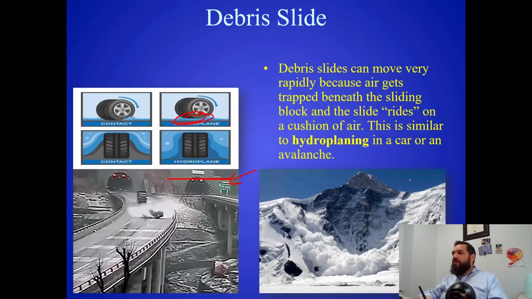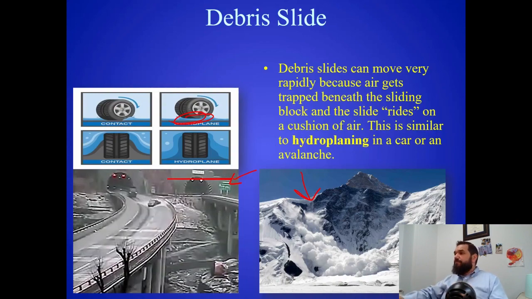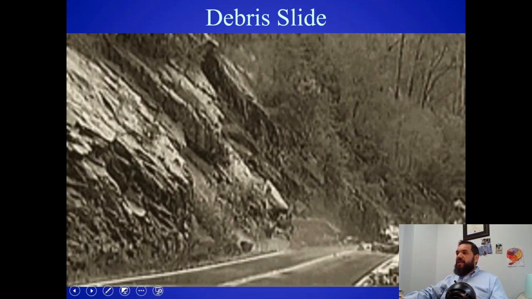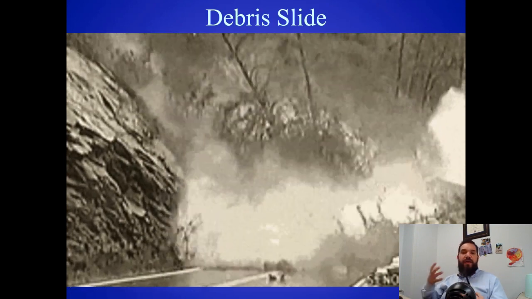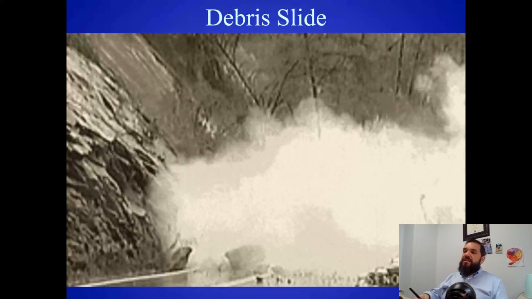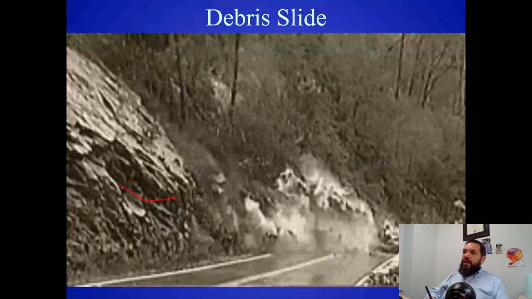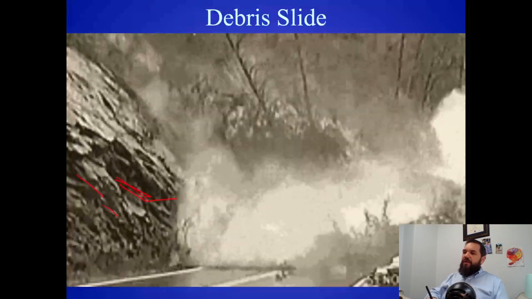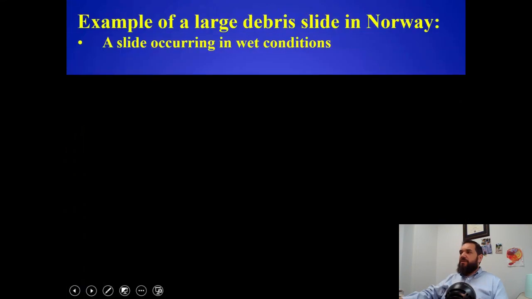Same thing, by the way, happens with avalanches. The snow that moves downhill during an avalanche is usually similarly riding on a cushion of air, and it allows the snow to move very quickly downhill. Okay, so here's a good example of a debris slide. You can see how the material stays together as a coherent block. You can actually see the bedding planes pretty well, and you can see how the bedding planes again are parallel to the slope, and that's when you really have prime conditions for a debris slide like that.